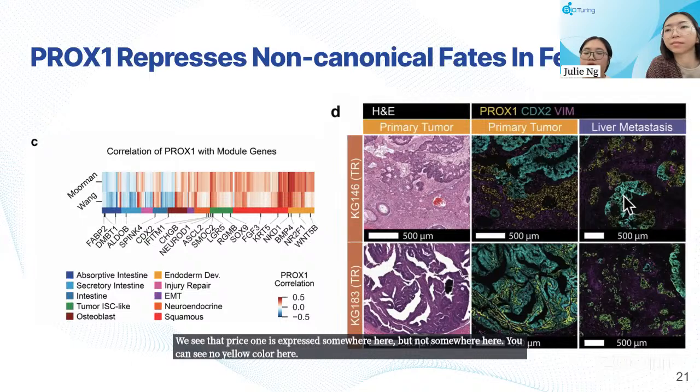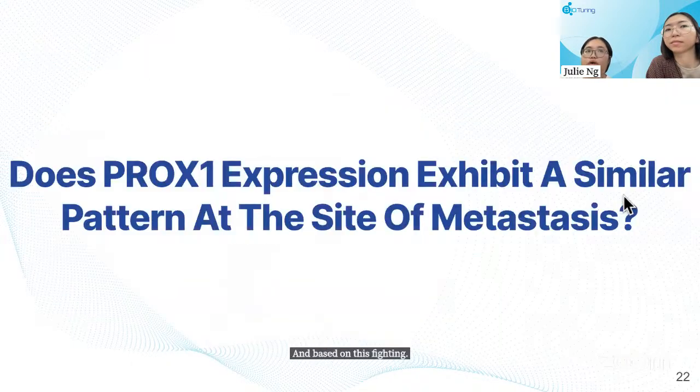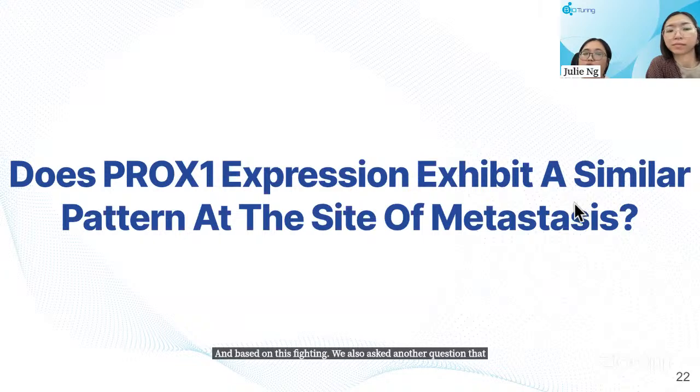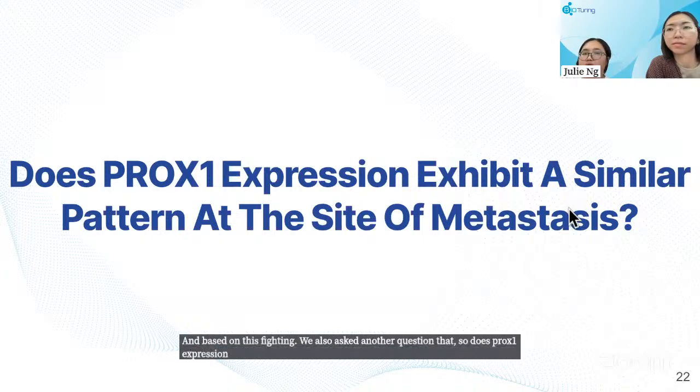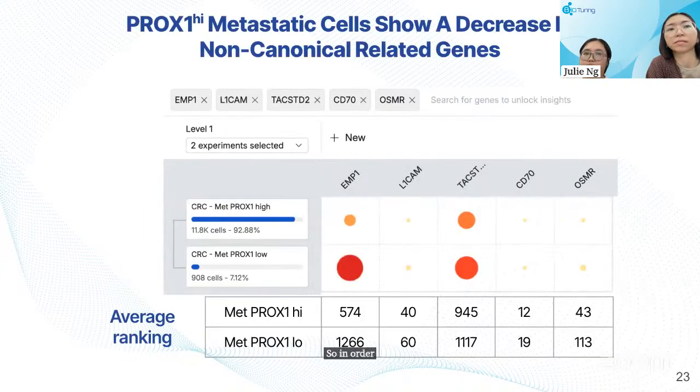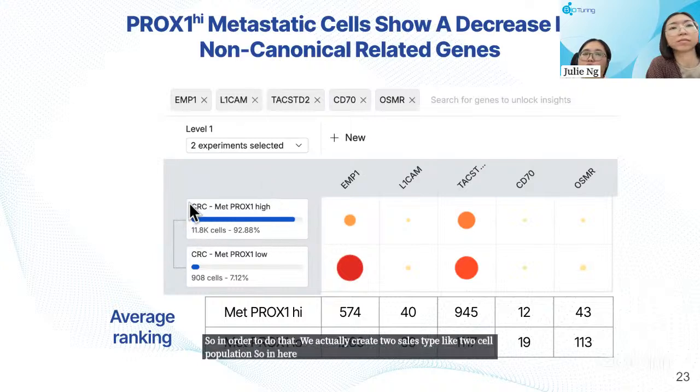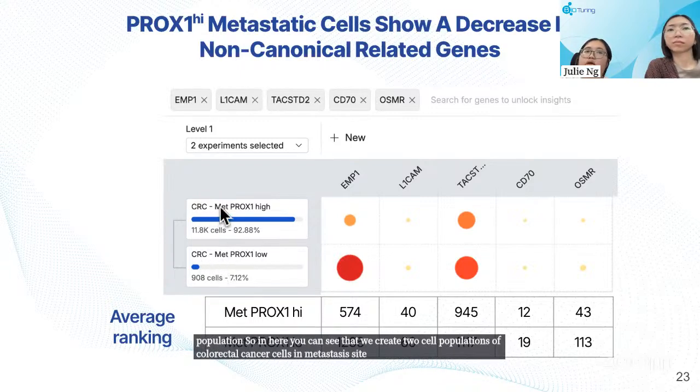And based on this finding, we also ask another question: does PROX1 expression inhibit a similar pattern at the site of metastasis? So in order to do that, we actually create two cell populations. In here you can see that we create two cell populations of colorectal cancer cells in the metastasis site, right? CRC and metastasis. However, the expression of PROX1 is different.